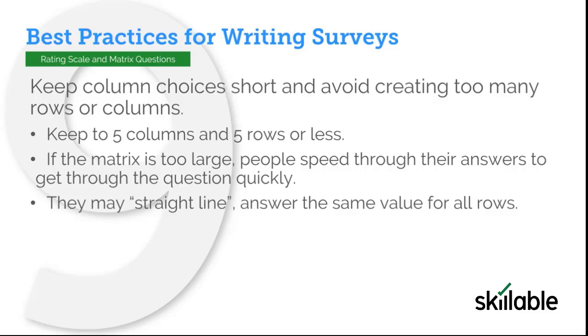Remember that if your matrix is too large, people tend to speed through their answers just to get through the question quickly. So they might do what is called straight lining. They'll answer the same value for all the rows. They might say disagree, disagree, disagree, disagree straight down instead of giving you valid answers.